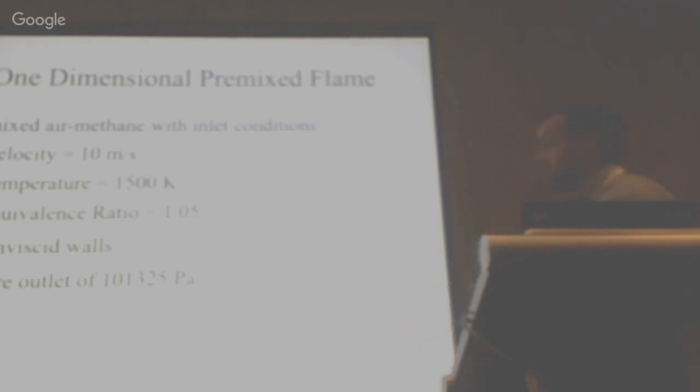Below 1 means it's fuel lean. There's going to be a little oxidizer left over. This is a little fuel rich, so there's going to be just a little bit of methane left over, as we'll see. It's surrounded by 4 inviscid walls. Not to be confused, viscous terms still are there, so there's still thermal conductivity and things like that acting, and a pressure outlet of 101,000 pascals.